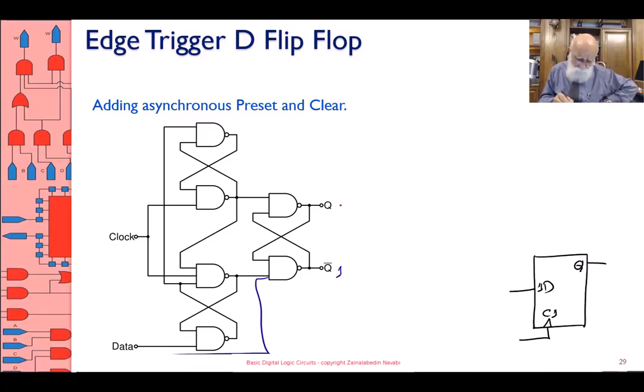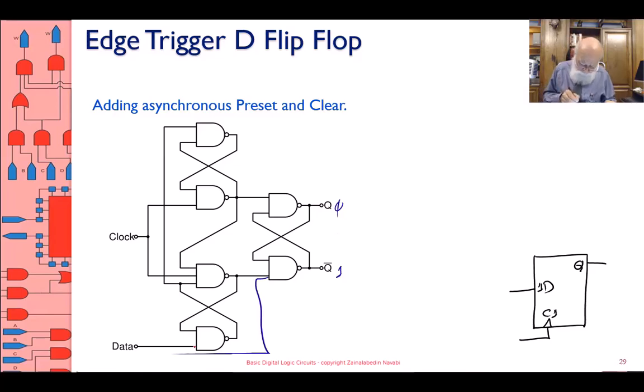A 1 here will cause a 0 here, so my output becomes 0. So I say, well, this is an active low clear input. That means it clears the output to 0. But the problem with this is if I change the value of 0 on this line back to 1, then the flip-flop goes back to its value. I don't want that. What I want is a signal that asynchronously, or independently, comes in and sets my output to whatever value, in this case 0.